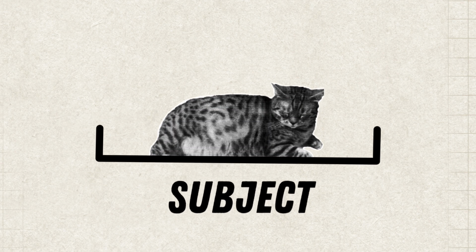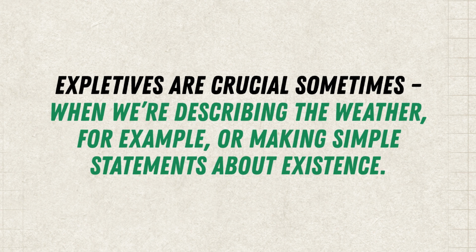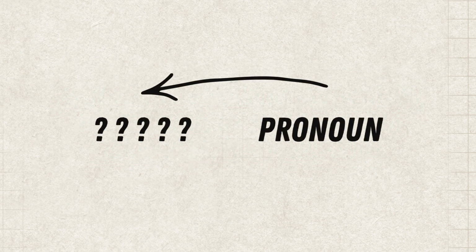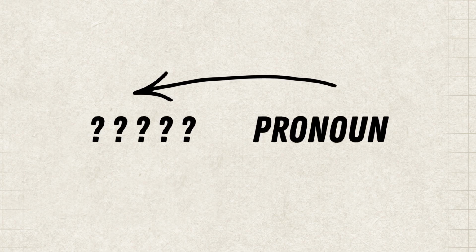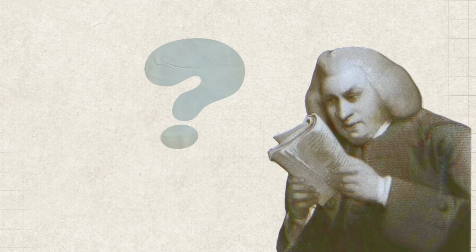In sentences like these, the dummy subject simply sits in subject position without referring to anything in the real world. Expletives are crucial sometimes when we're describing the weather, for example, or making simple statements about existence, but they have no antecedent to point back to. Generally, when links between pronouns and their antecedent noun phrases become unclear or unstuck, readers may stumble or misinterpret what they're reading, seeing, or hearing.